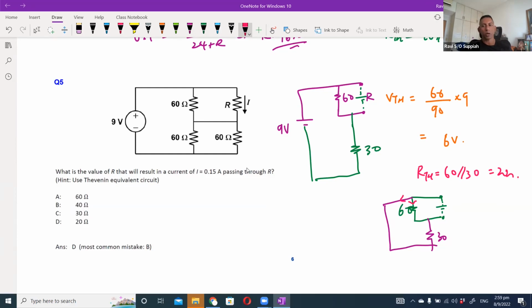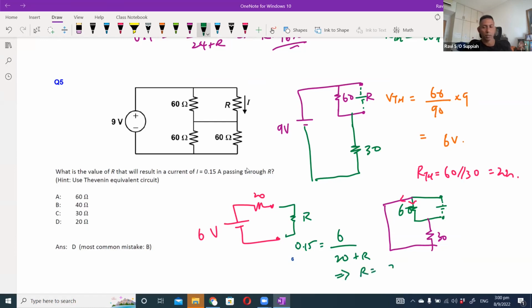Okay, then you redraw the circuit. So you have 6 volts here, 20 ohms here, and then your R is over here. So the current 0.15, which is what you want, equals the voltage 6 over 20 plus R, which will give me R to be 20 ohms. Okay, so the answer is D.